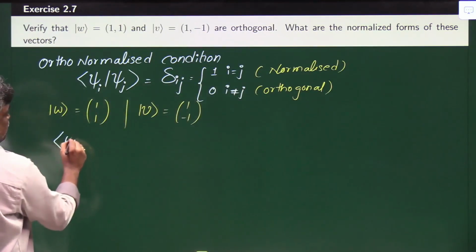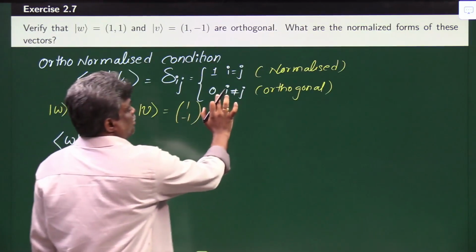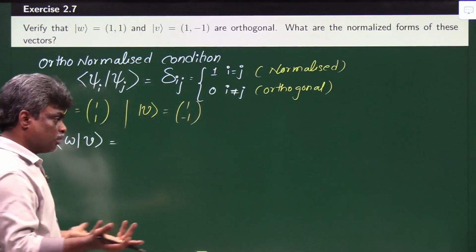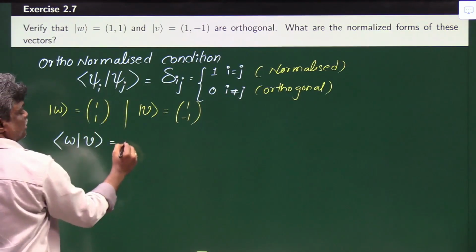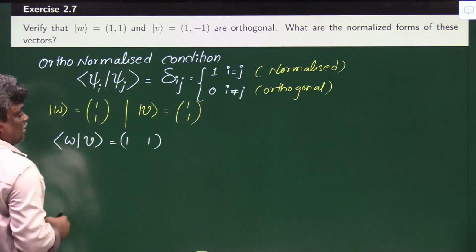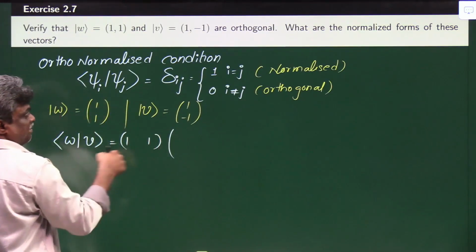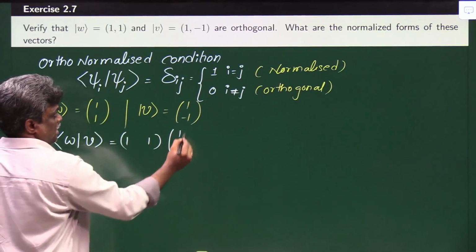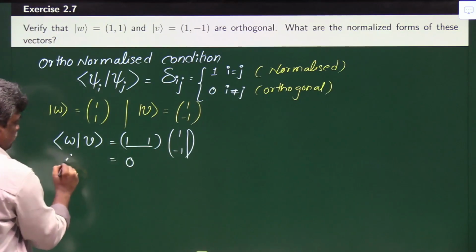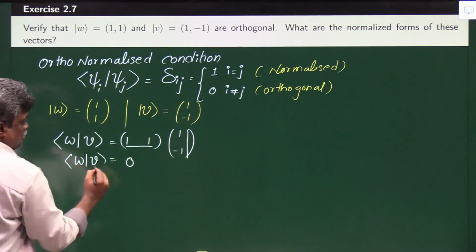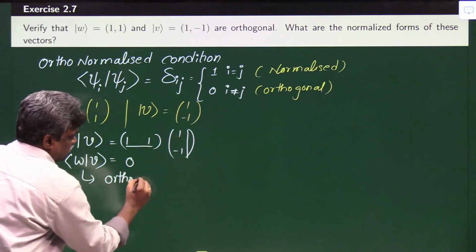Now I am taking the inner product of W and V. These two states are different, so if I get 0, those are orthogonal. Let us check. So this is the bra vector, so I have to write it as a row matrix, and no complex conjugate because these are real. And here this is the ket vector, which is a column matrix. So if I multiply here, I will get 0. So these two states are orthogonal.